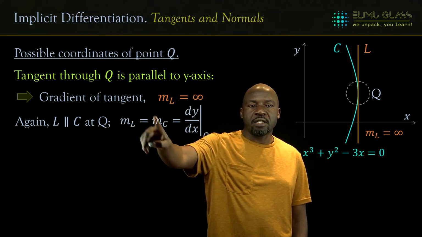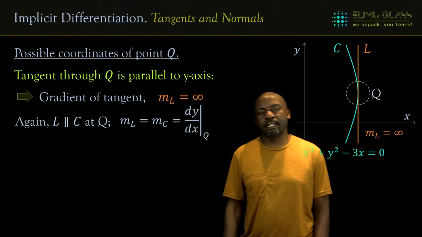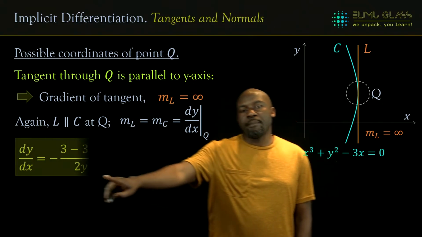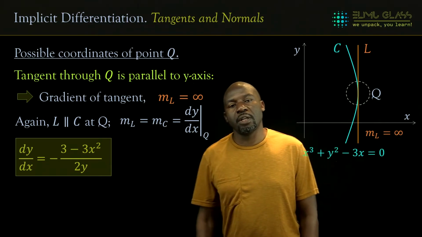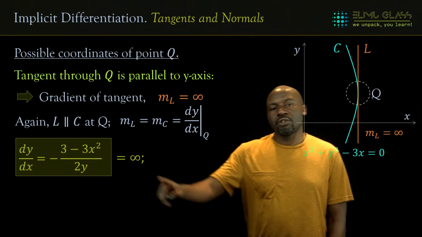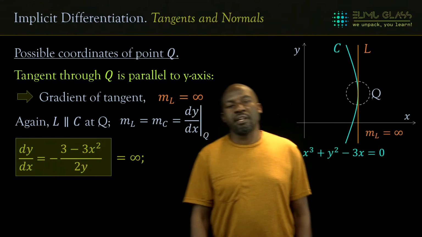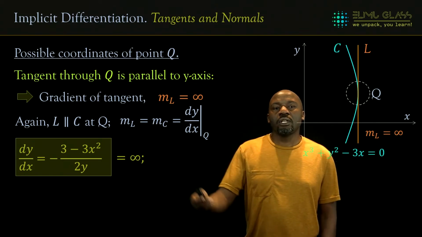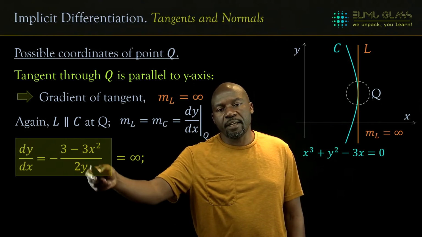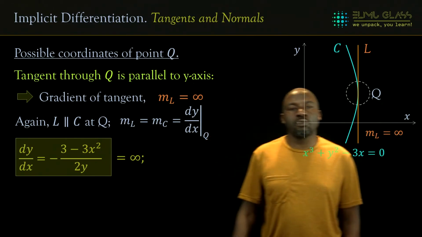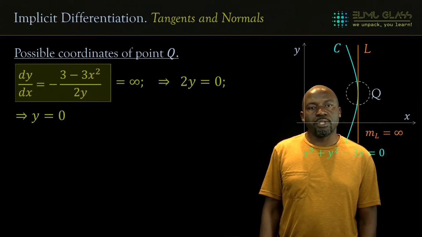The gradient of the straight line must be equal to the gradient of our curve, but the gradient of our curve is the derivative dy by dx at point Q. Our dy by dx is given by that formula, so this gradient must be equal to the gradient of line L, which is infinite, and so this derivative must be equal to infinity. The only way that this fraction is infinite is if the denominator is 0. So we reason that 2y must be equal to 0, and if 2y is 0, then y is also equal to 0.